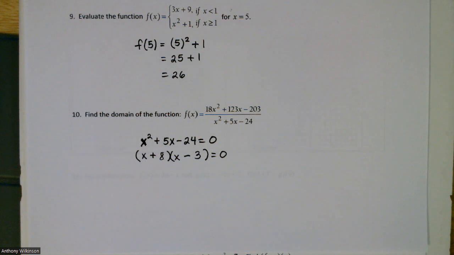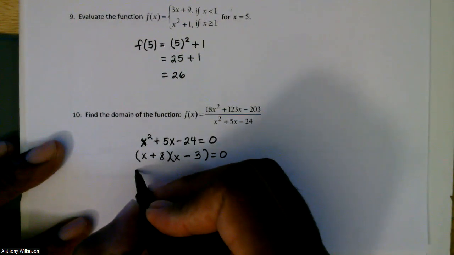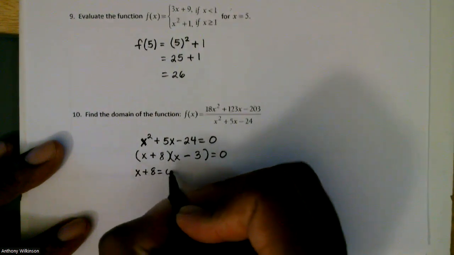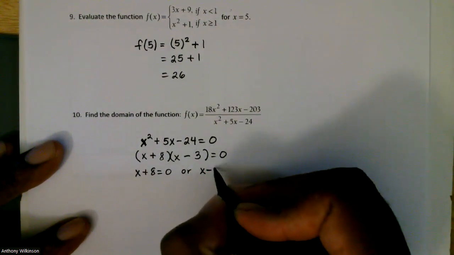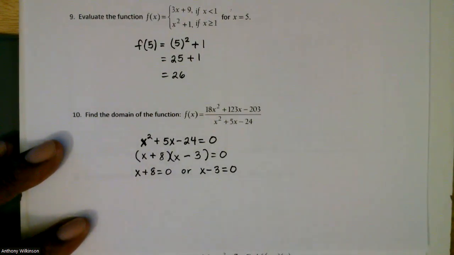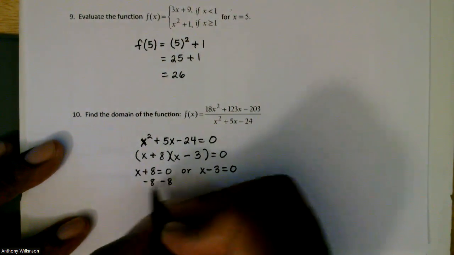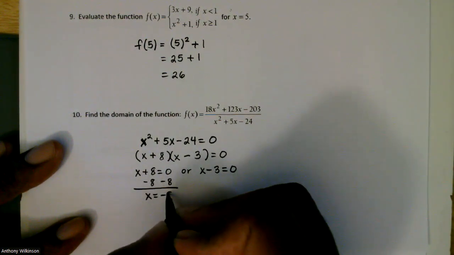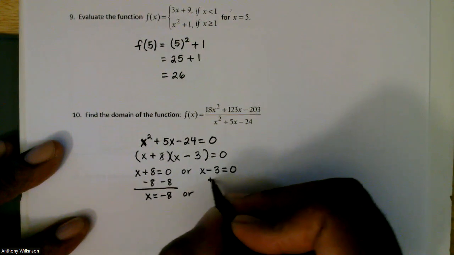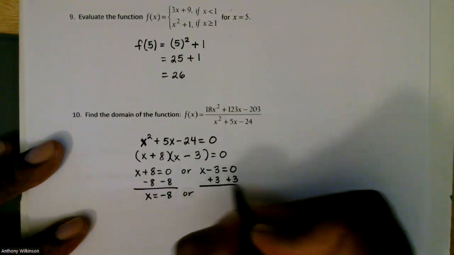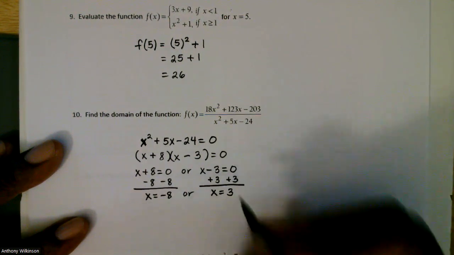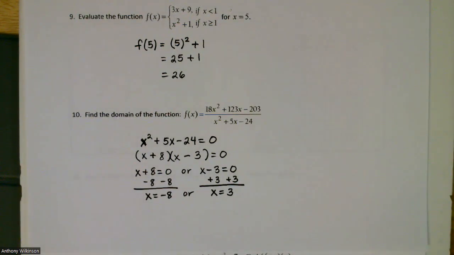Now we're going to set each binomial factor equal to 0. So I'm going to have x plus 8 equal to 0, or x minus 3 equal to 0. And then we're going to solve each equation for x. So for the x plus 8 equal to 0, if I subtract 8, that would mean x is equal to -8. Or for the x minus 3 equal to 0, if I add 3, I'm going to get x is equal to 3. So these are the values of x that will give me a 0 in the denominator. x equal -8 and x is equal to 3.